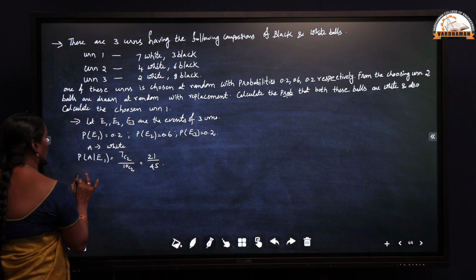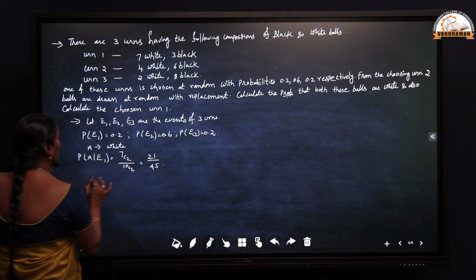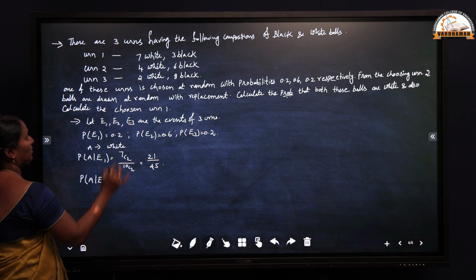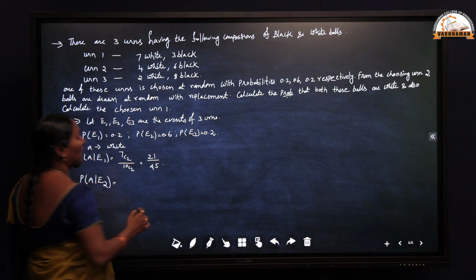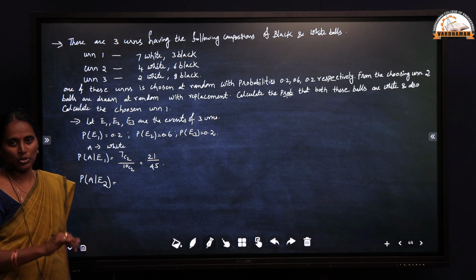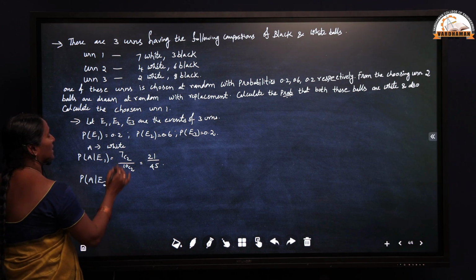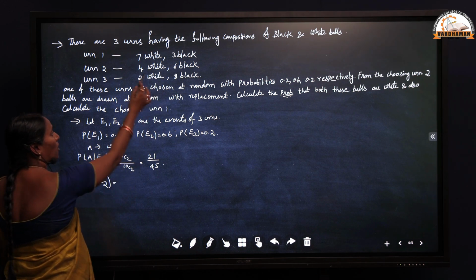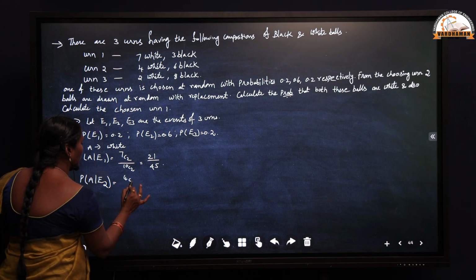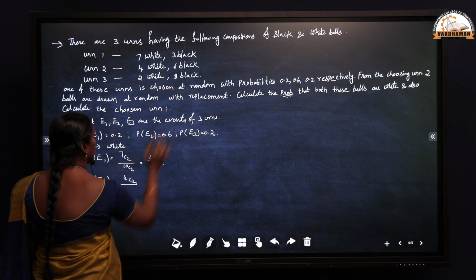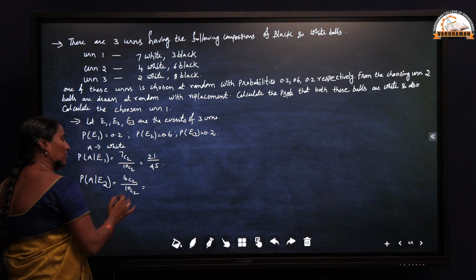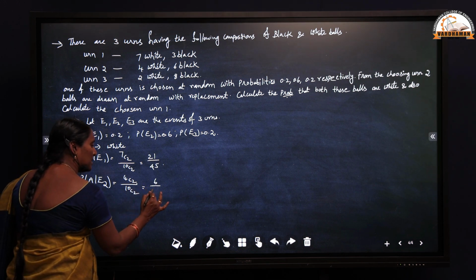In the same way, we find the next value. What is P of A given E2? Urn 2 contains how many white balls? 4 white balls. Out of 4 white balls you are selecting 2 white balls. So the total number of ways of selecting 2 balls out of 4 is 4C2. So P of A given E2 is 4C2 by, now 4 plus 6, 10C2. We know the denominator is 45. So 4C2 gives the value 6 by 45.